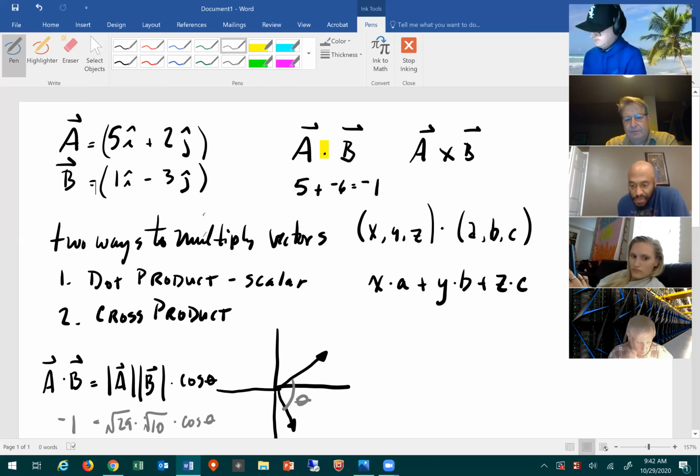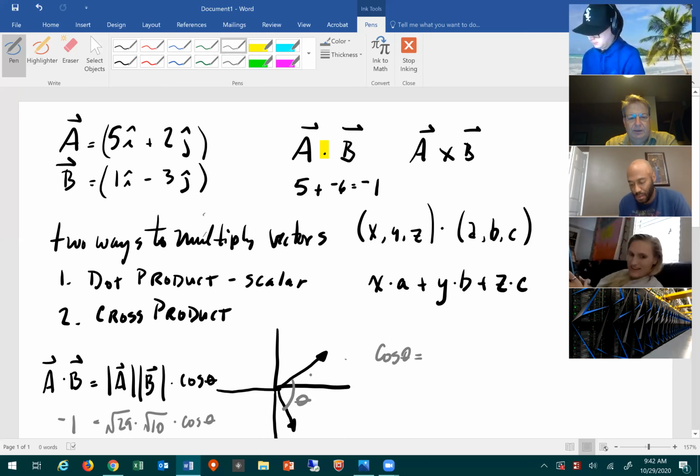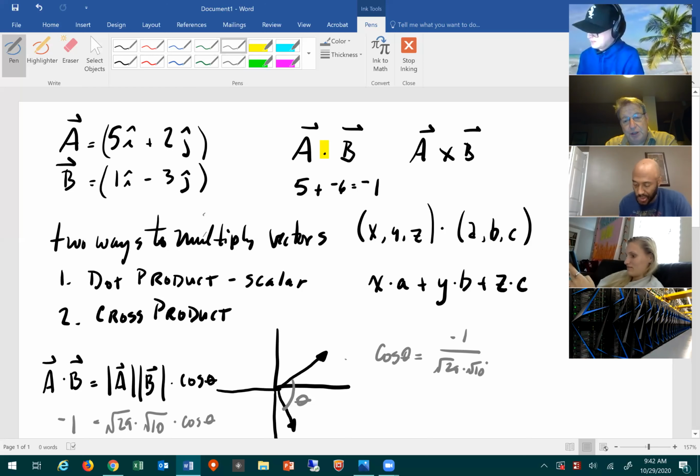Cosine equals what? -1 over square root of 29 times the square root of 10, which is a pretty small number. It's going to be close to 0, which means, the cosine of what angle is 0? The answer is 90. So it's going to be close to 90 degrees. But it's negative. So you take whatever this is, you take the inverse cosine.